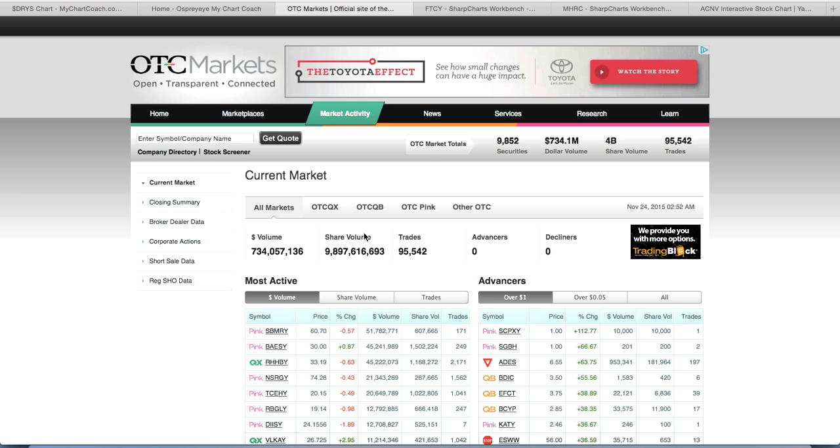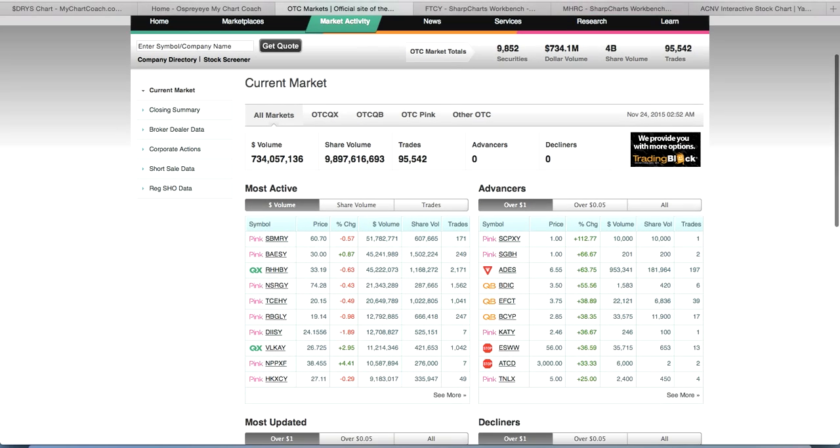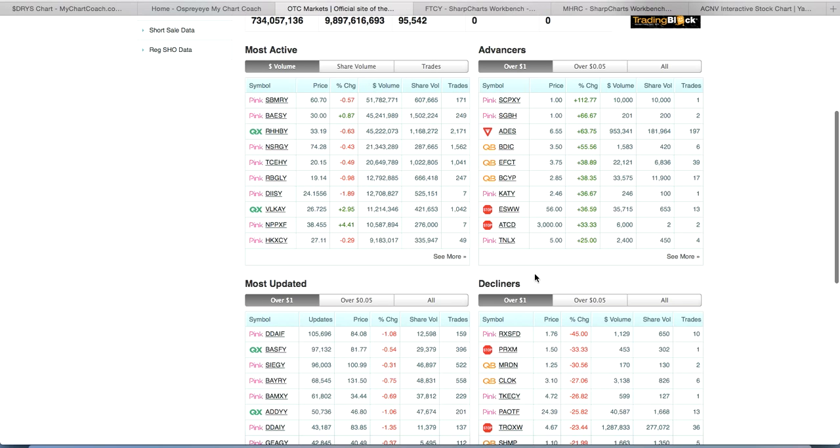And if you look at this here, this is the important one, the dollar symbol before the word volume. That's what you're looking for. You're looking for the money flow, and this is what you want to do. So you want to come down here. This is going to give you the most active, the advancers, the most updated, the decliners.